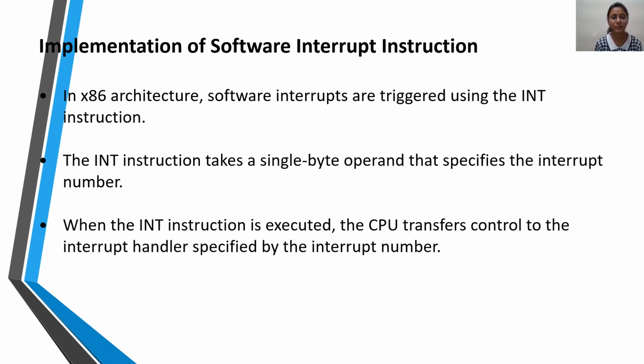Now let us see about implementation of software interrupt instruction. In x86 architecture, software interrupts are triggered using the INT instruction. The INT instruction takes a single byte operand that specifies the interrupt number. When the INT instruction is executed, the CPU transfers control to the interrupt handler specified by the interrupt number.